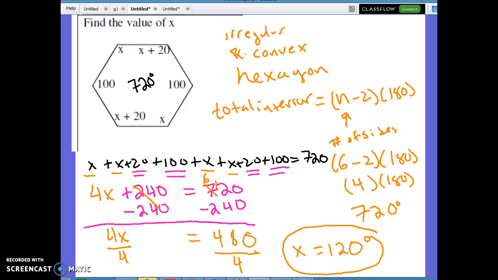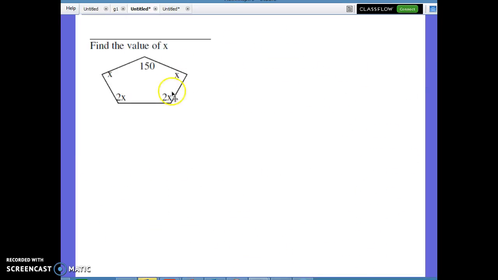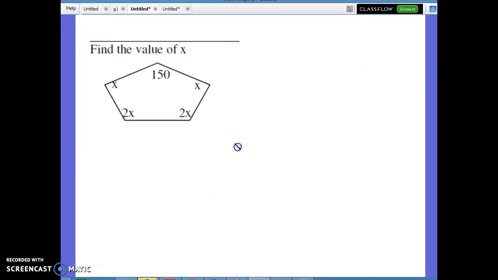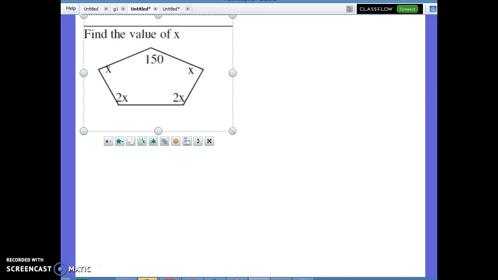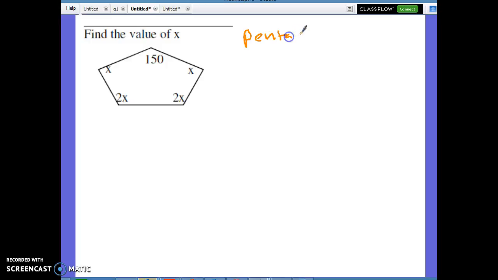Why don't you guys try the guided practice? The guided practice, you'll notice, is a little different. Make it a little bigger for you guys. The guided practice is a pentagon. And it is convex. What I want you guys to do, pause the video, see if you can set up the equation. I'll come back and check on you in just a little bit.